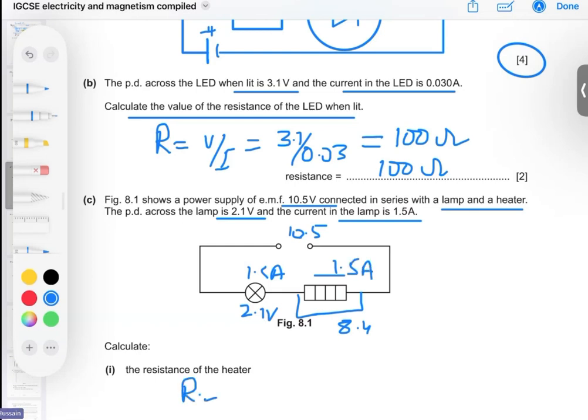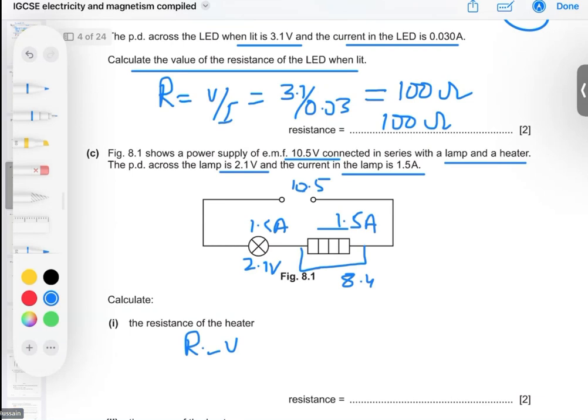So resistance is again voltage upon current. Okay. So what's the value? 5.6 ohms. Yes.